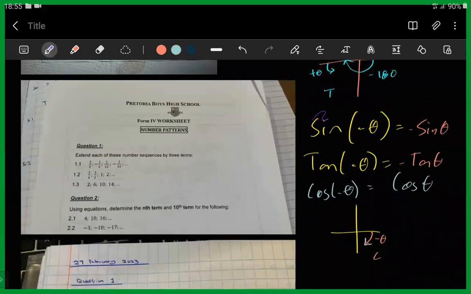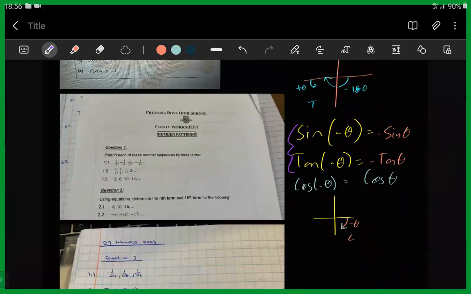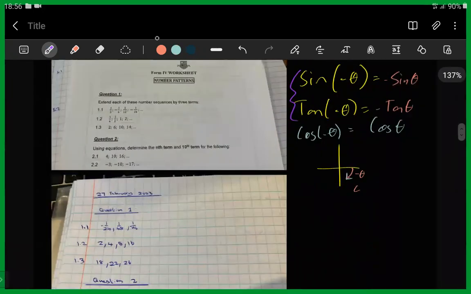So what's important is if you're looking at these two things here, remember that theta represents anything. It could be two things put together.